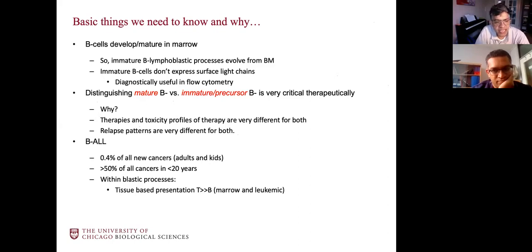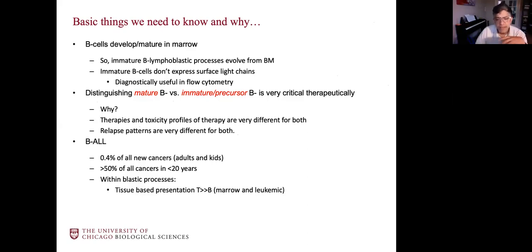So anyway, that said, B lymphoblastic, we are starting with B because you know that there's a B and there's a T lymphoblastic. And so B lymphoblastic is about 0.4% of all new cancers in the adults and kids. And when you consider only patients who are less than 20, it's nearly like half of all the cancers. And within the blastic processes, if something were to present in tissues, T lymphoblastic is much more likely to be a tissue-based presentation, whereas B is more likely to be the bone marrow and leukemia. So that's one thing to remember.